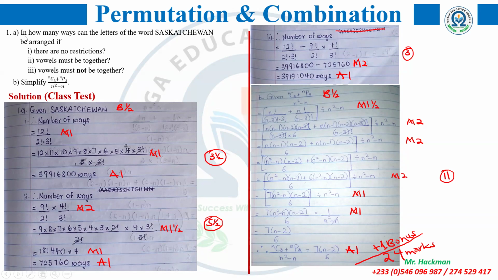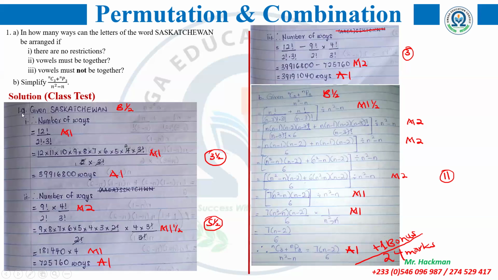So the first question, question 1A: in how many ways can the letters of the word Saskatchewan be arranged if there are no restrictions? As usual, you know vowels must be together, vowels must not be together. Then we come to B. So let's look at the A first, and the three parts that we have here.